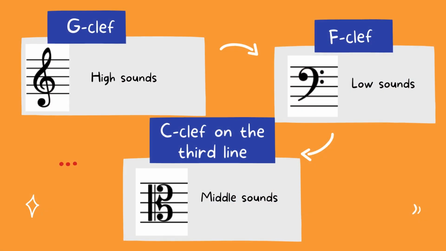Summarizing. G clef is used for high sounds. F clef for low sounds and C clef on the third line is used for middle sounds. The end.